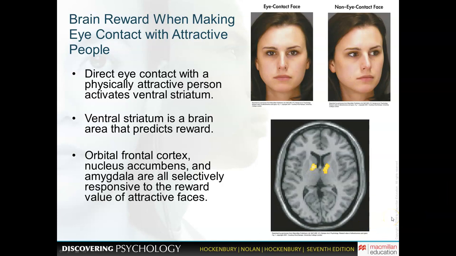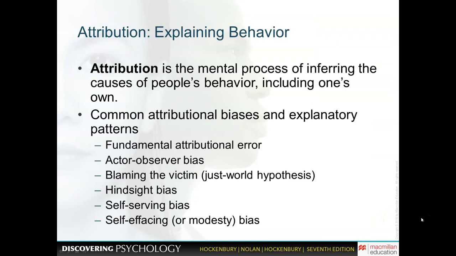Okay, moving forward. Okay, so when it comes to explaining behavior, some of the terms that we talked about a little bit earlier on that circle of examples, one of those was attribution. That's how we tend to explain others' behavior as well as our own. So attribution is the mental processes, that refers to cognitive processes of inferring the causes of other people's behavior, including our own behavior. Okay, so I listed a few of the common attributional biases and explanatory patterns.